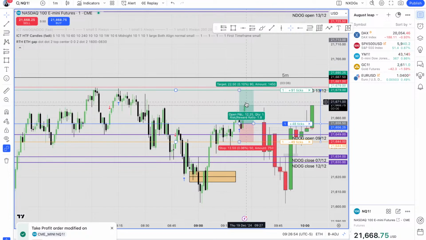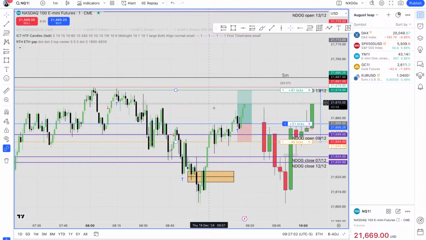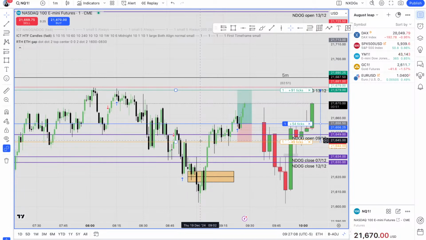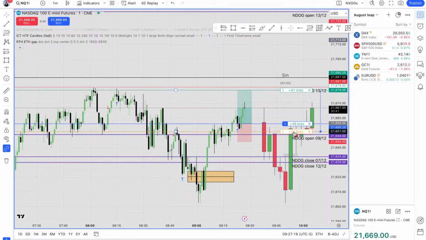So I have 22 points, so almost $500, 450. So let's see. But I won't be waiting exactly for the 9:30 minute. Even if it's a little bit less, I will take it. Let me change my stop loss first. So why did I change it here?